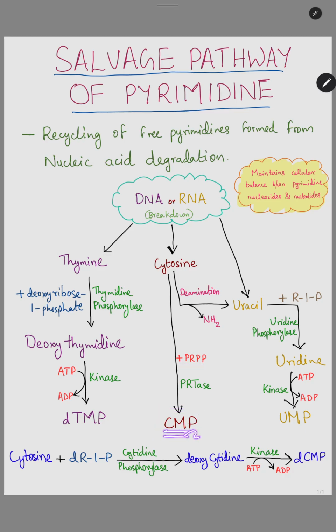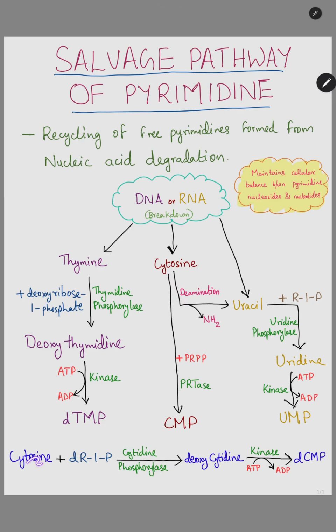Now we got CMP. CMP gets converted into CDP and then into CTP, and this is utilized in RNA synthesis. For DNA synthesis we require dCMP, which can be converted into dCTP. So this is required for DNA synthesis.